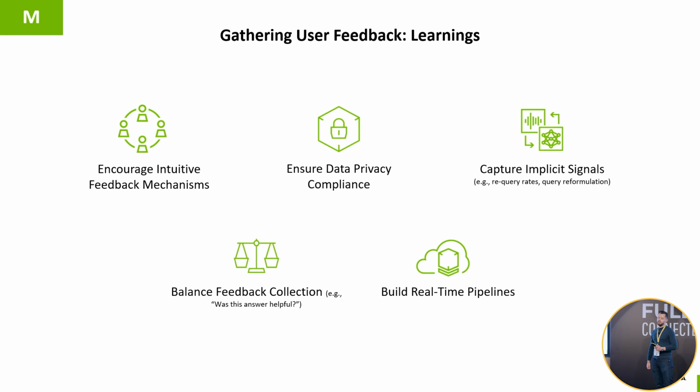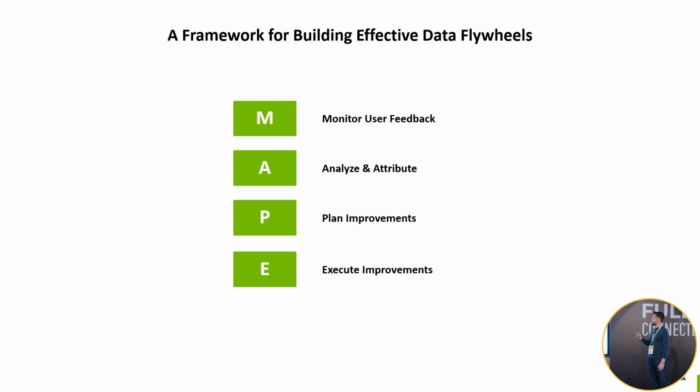You will want to make sure that you are complying with data privacy, so PII removal is something you have to think about. Capturing implicit signals. Are you instrumenting your application well? Are you capturing conversion events like downloads, saves, and shares? And then, of course, you want to balance the feedback collection. There are ways of serving the users inside of the application so that you're not always collecting feedback the same way. And most importantly, you want to have real-time pipelines, which allow you to process the feedback quickly and categorize it so that you can accelerate your process.